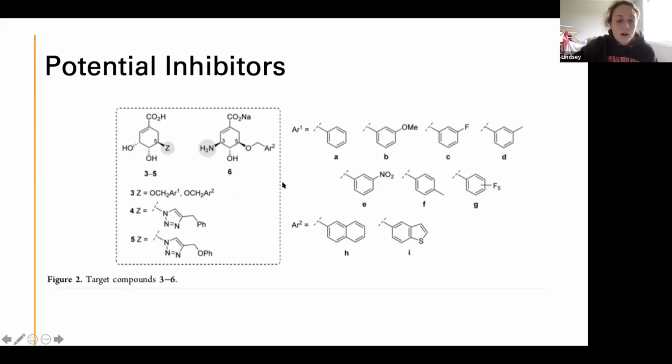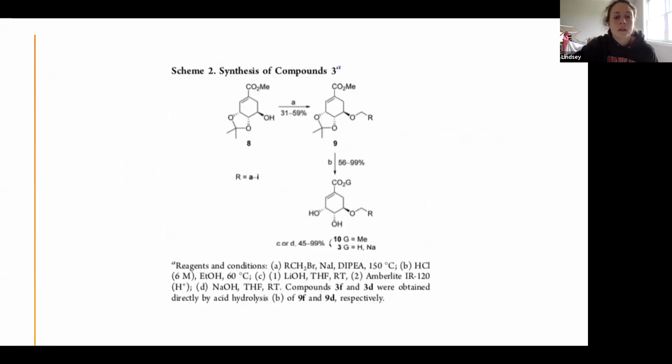And then compounds 4 and 5 have this azide going on instead of the O-benzyl group in the aromatic group. And then compound 6 is the same as all of compounds 3, except that they added an amide group onto the C3 to see how that would affect the movement of the enzyme. And so now I'm just going to talk about the synthesis of them.